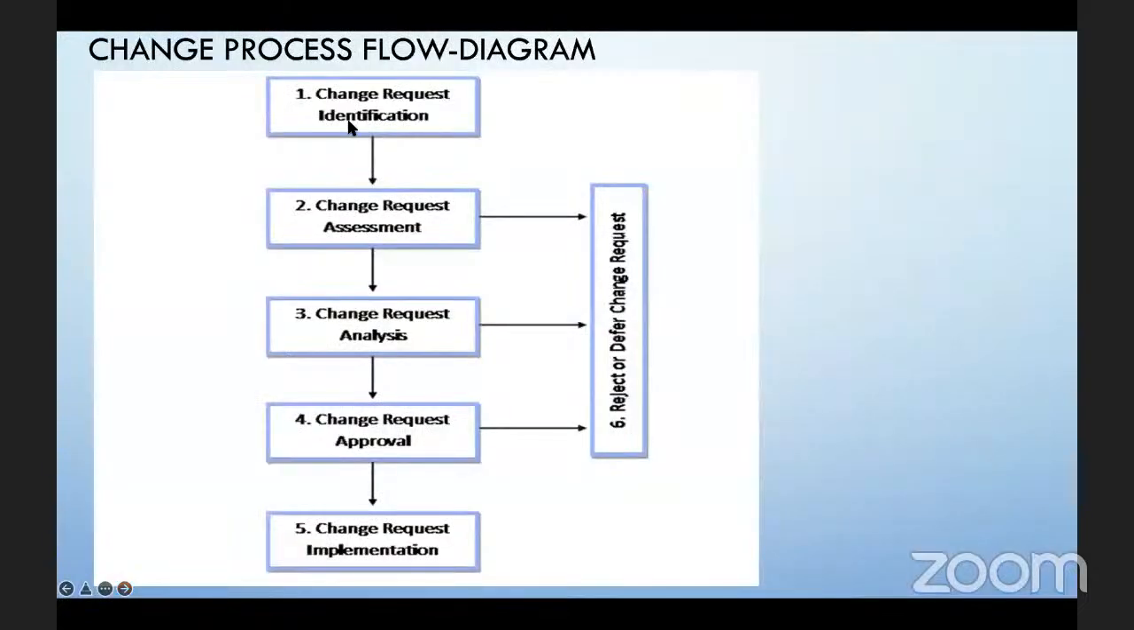So just as we had the bug life cycle, the change control process also has a little life cycle, right? Very simple and straightforward. Number one is the change request identification. We have to be able to have a request come in to identify a need for a change, right? Very important. Number two is for us to review the change and do impact analysis, right? So change request assessment.